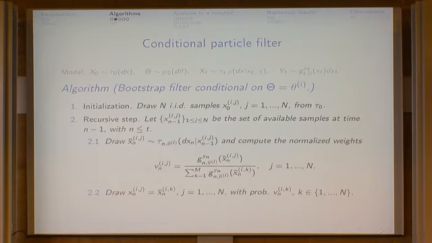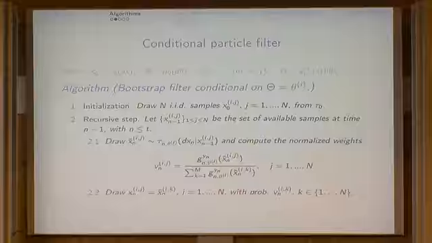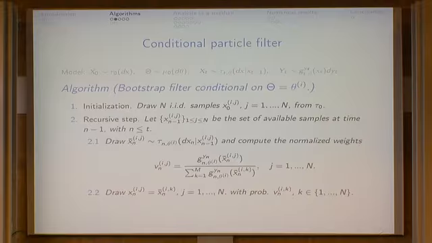Now, what this conditional particle filter is giving me is a cloud of particles in the state space associated to this particular point in the parameter space. So if I fix a point in the parameter space, I get a cloud of particles approximating the optimal filter for that particular choice of my parameters. What can I do with that?